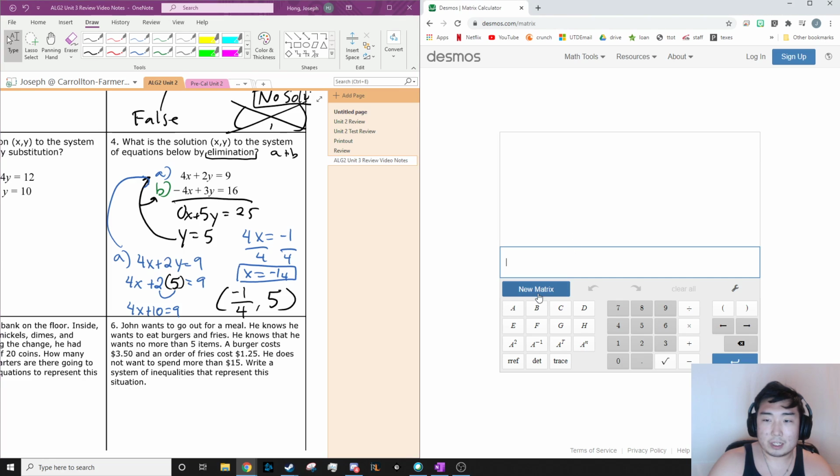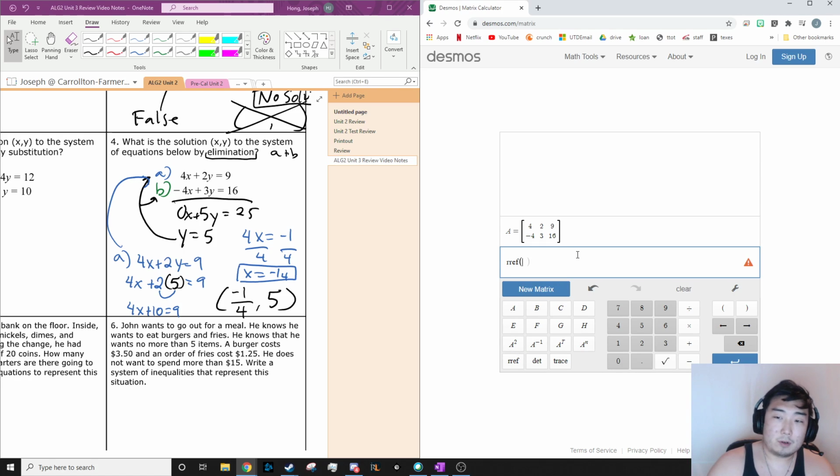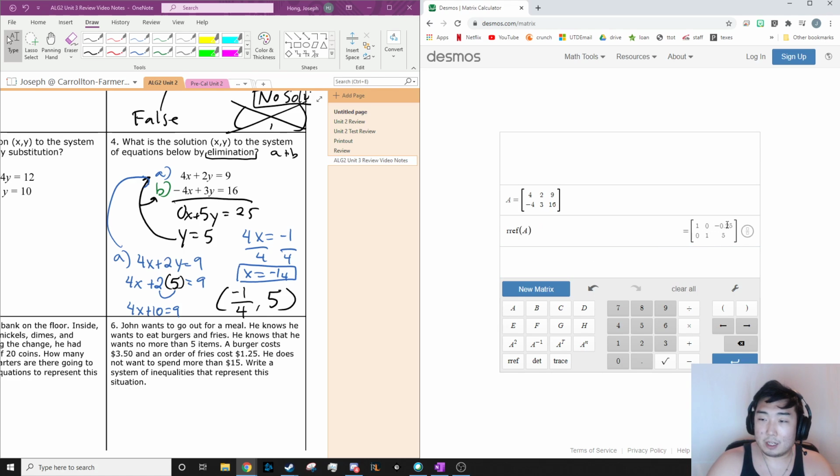So what you can do is I can build a matrix and just make it look like something like this. This would be my x, this would be my y, and this would be like my number. Like so. Nothing wrong with it. So it becomes 4, 2, 9, negative 4, 3, 16. Then I would put RREF, or reduced row echelon form, equation A. Nice. Negative 0.25 is negative 1/4. And then my y is 5. So perfect. I did this correctly.